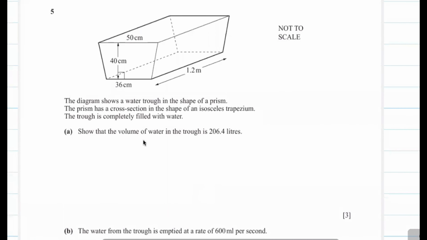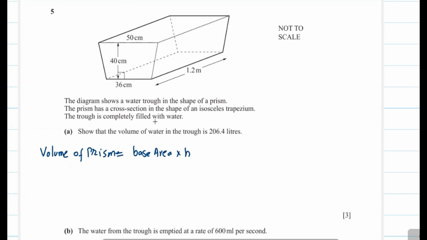Now to show the volume of water is 206.4, you know the volume of a prism. This shape is a prism. The volume of water will be the volume of the prism. The volume of a prism formula, you know, is equal to base area times height.